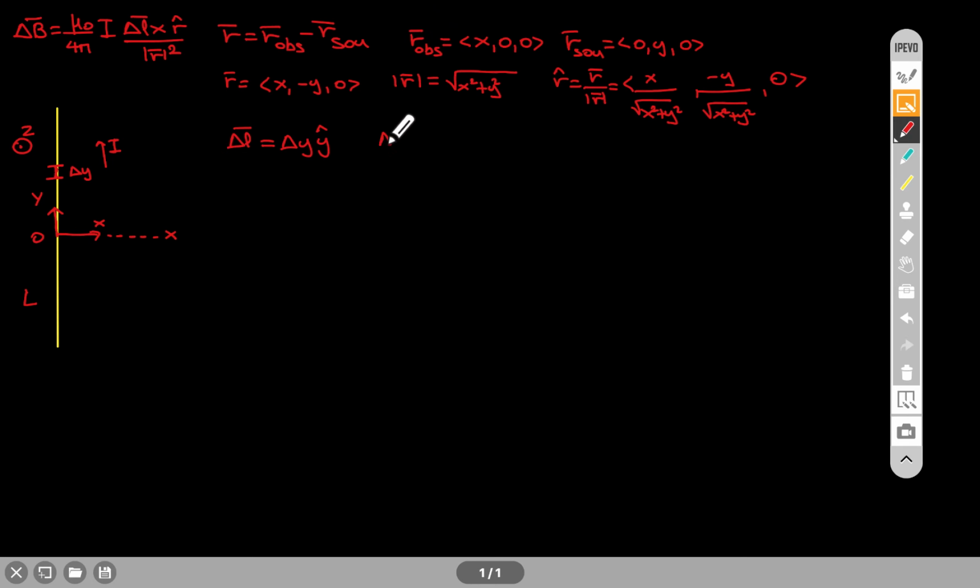So my next step will be to do delta L cross r hat. Now the vector delta L points in the positive y direction. The vector r hat, okay, the vector r goes from the source to the observation. Now there are several ways that you can use to find the cross product, one of which is using the determinant.